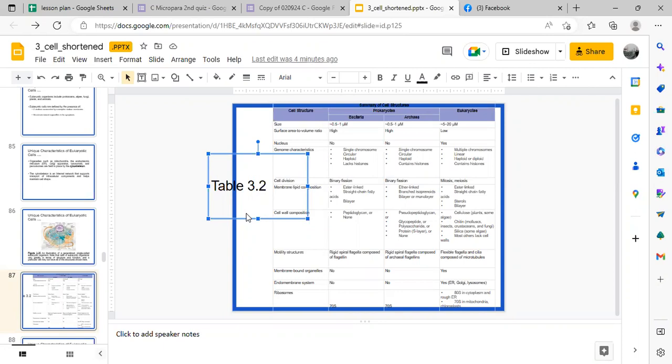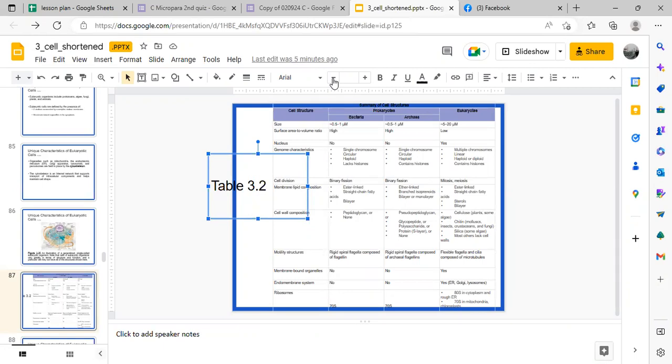Motility. So let's talk about motility. You have rigid spiral flagella composed of flagellin sa bacteria. Ganun din sa archaea. Dito sa eukaryotes, pwede kang, for unicellular, meron kang flagella at saka cilia for yung mga protozoans, no? Composed of microtubules. Siyempre, yung mga complex animals, wala namang flagella yung cells.